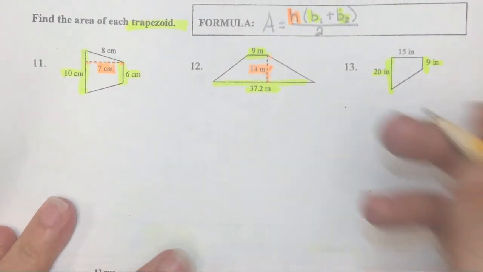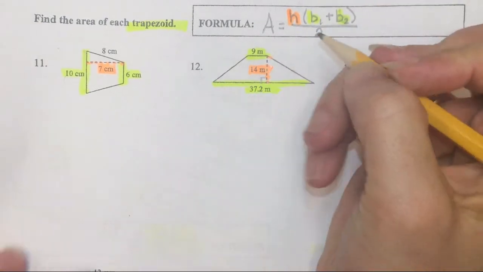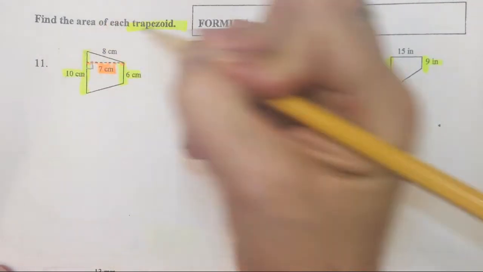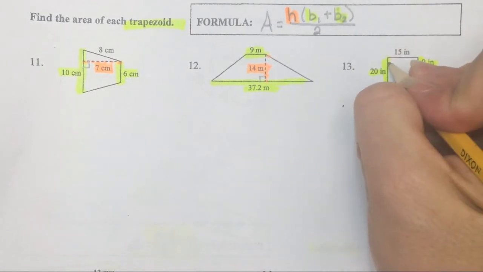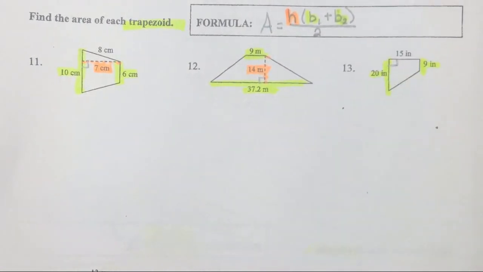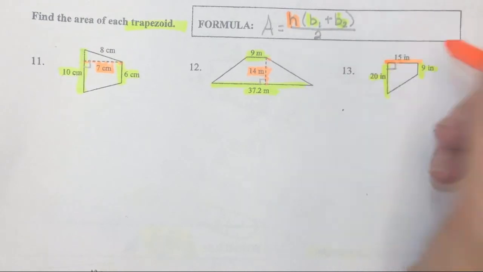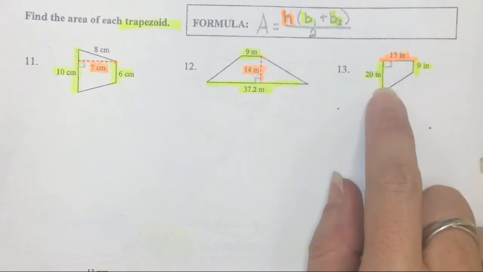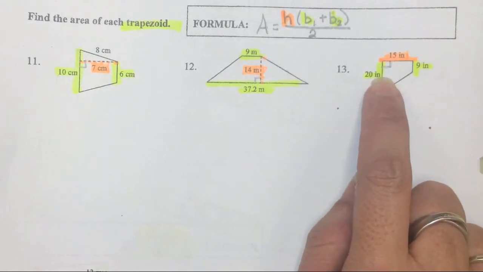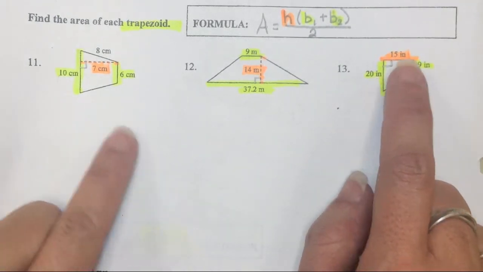Even this one. So look at this. These are at a 90-degree angle. Which one of these is at a 90-degree angle? The 15. Yeah, this is the height because it is the distance between the two parallel lines, and it is at a right angle.